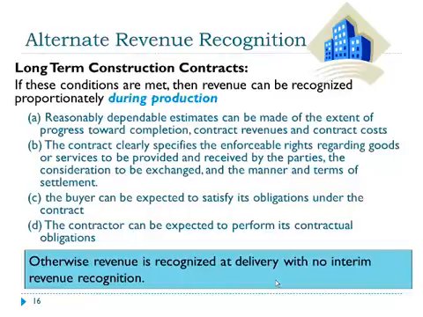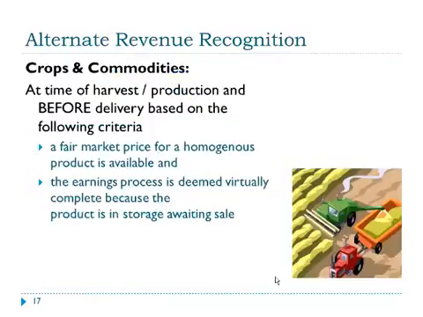This is an application of that collectibility is assured. And finally, the contractor can be expected to perform its contractual obligations. So the seller needs to have assurance that they're going to be able to complete the job that they've started. In this narrow set of circumstances, revenue can be recognized while the product is being constructed. Otherwise, revenue is recognized at delivery with no interim revenue recognition.